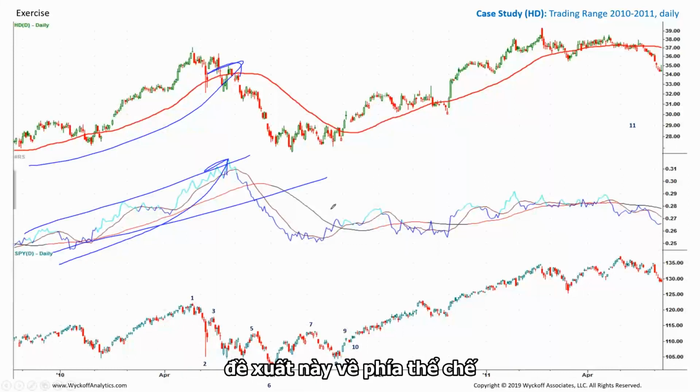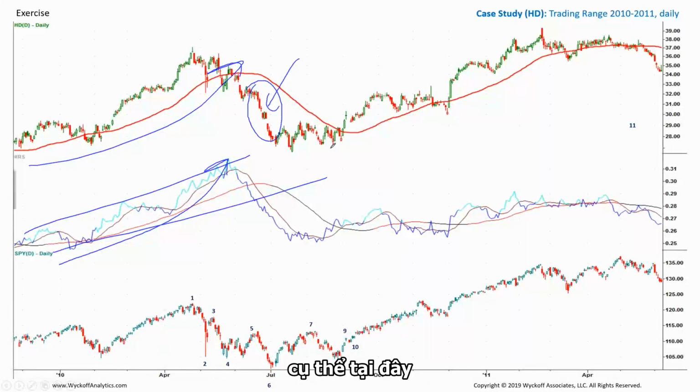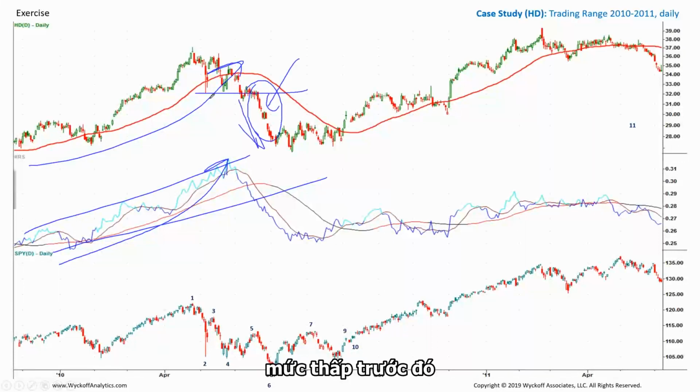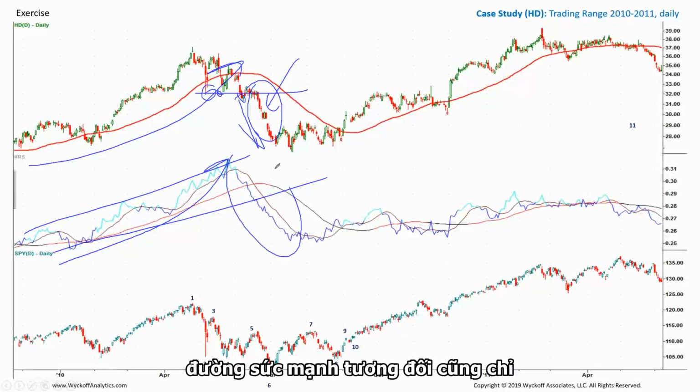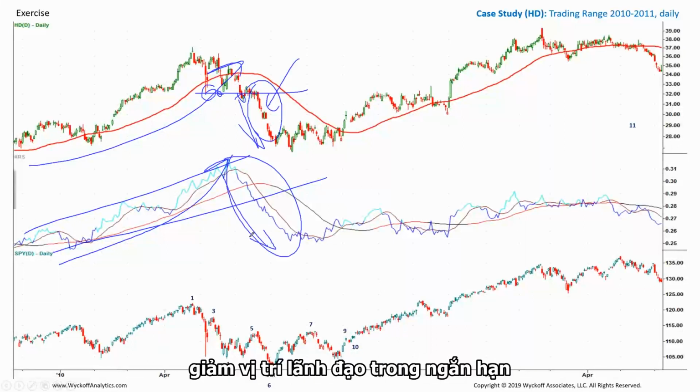And what does this suggest on the institutional side? There's institutional selling taking place. Yeah, something is going on, specifically here. We're seeing how the price goes below the previous lows, and the relative strength line also suggests such a drop in the leadership, in the short-term leadership.